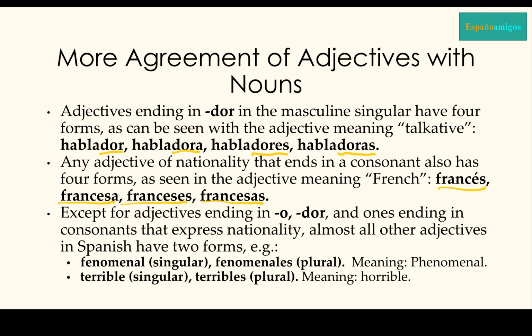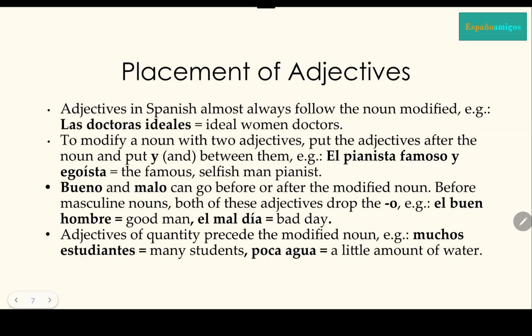For example, fenomenal, fenomenales. That means phenomenal. Terrible, terribles. That means horrible. As you can see, in these cases, the adjective only has two forms, the singular and the plural form, okay? So we can continue.